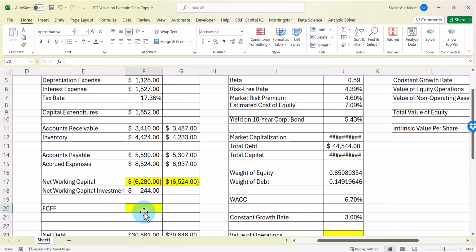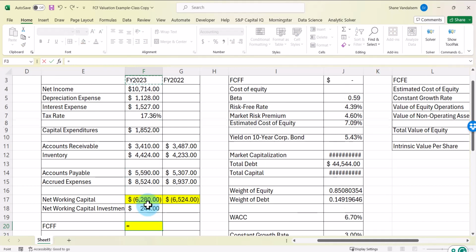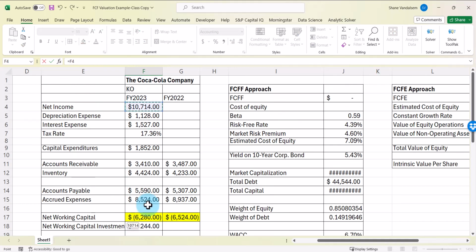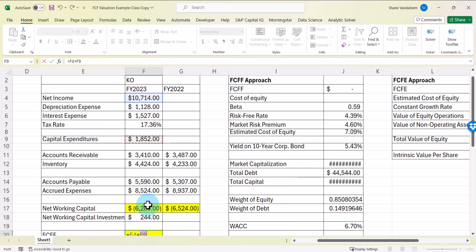So now to calculate the free cash flows to the firm, we take the net income. And I'm just using that equation that's in your notes. And I'm going to add back the depreciation expense. And then I'm going to add back the interest expense, and I'm going to multiply that by 1 minus the tax rate.